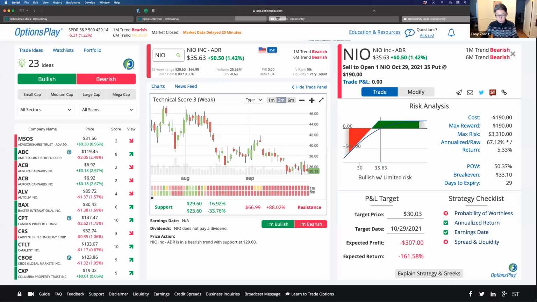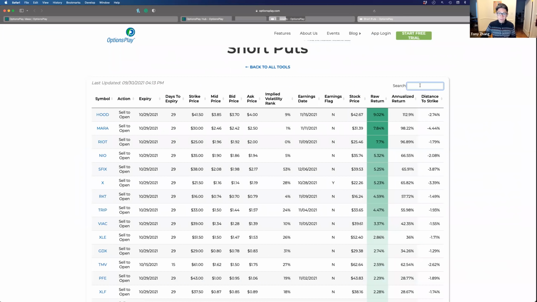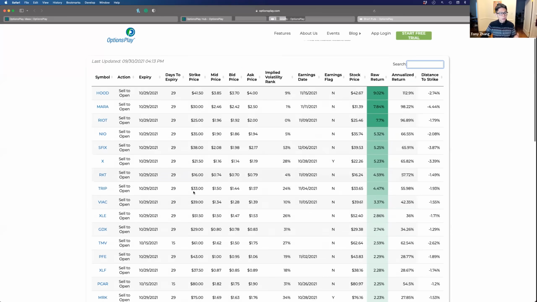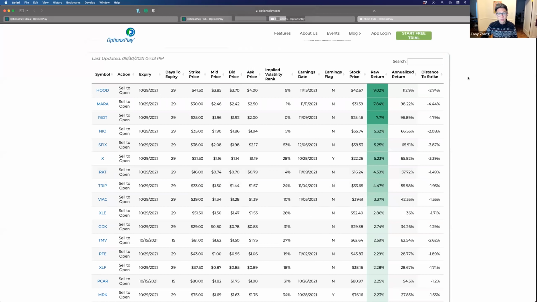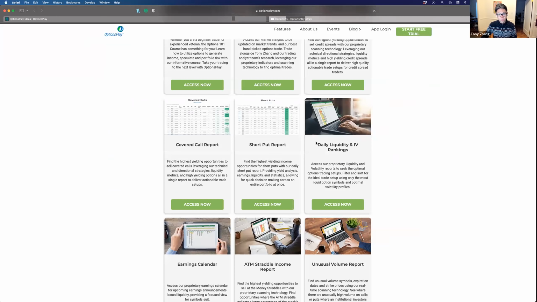So this is really where you want to utilize these types of strategies: for stocks that you want to acquire. And just like that, you can type in the stock that you want to acquire and look at the opportunities to sell a put on that specific name. This is all available to you through the short put report.